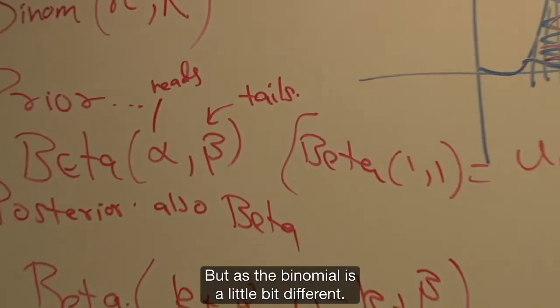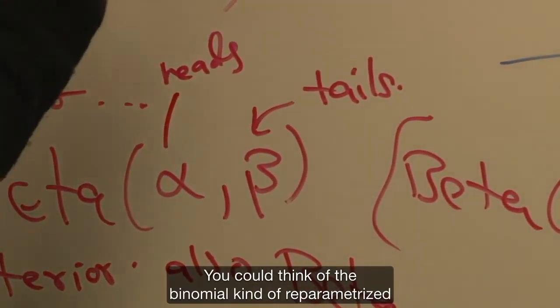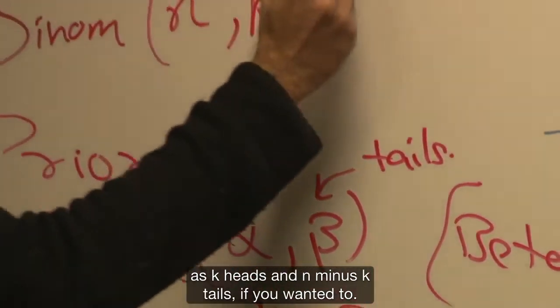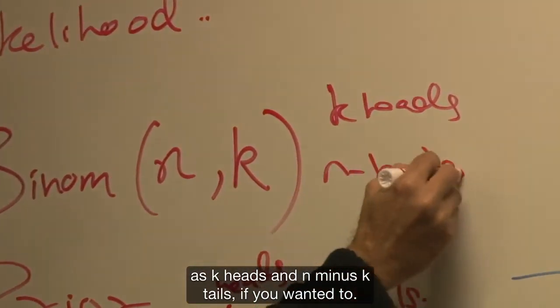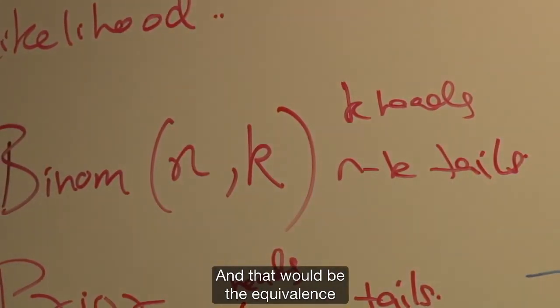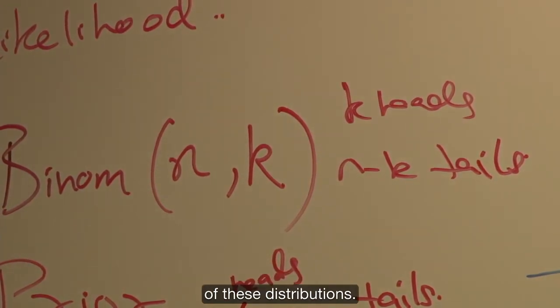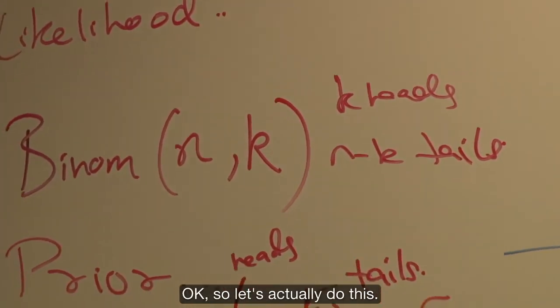Whereas the binomial is a little bit different. You could think of the binomial kind of reparametrized as k heads and n minus k tails, if you wanted to. And that would be the equivalence of these distributions. Okay, so let's actually do this.